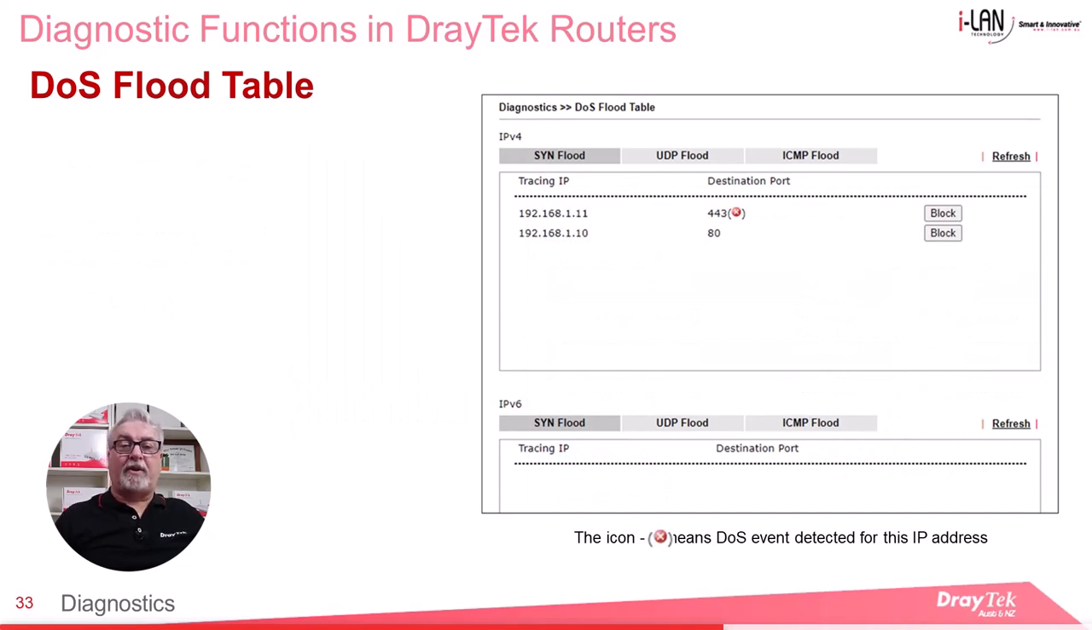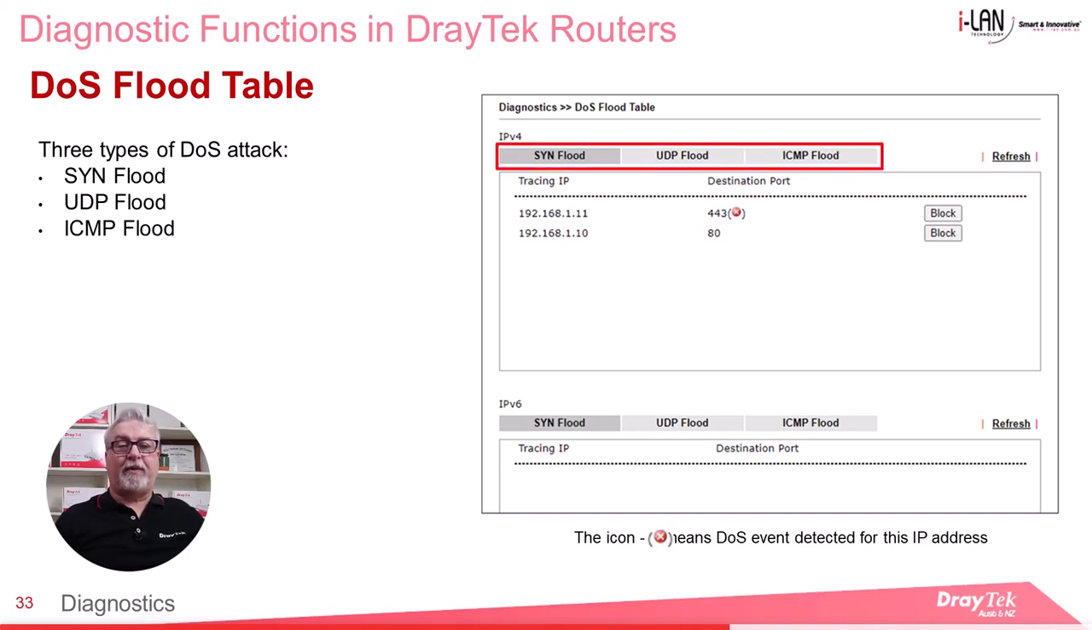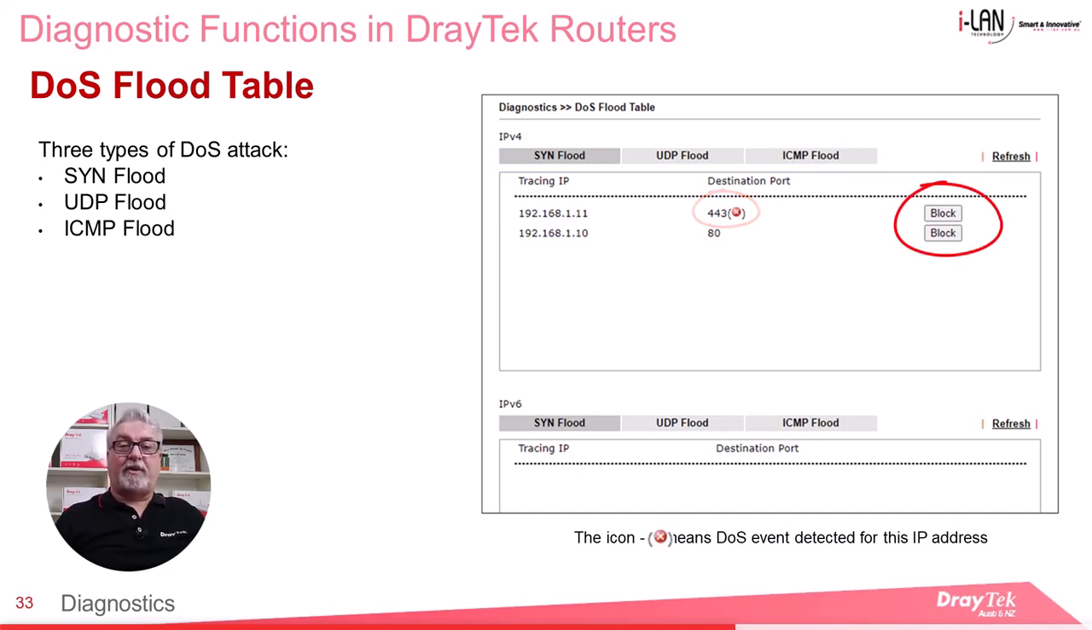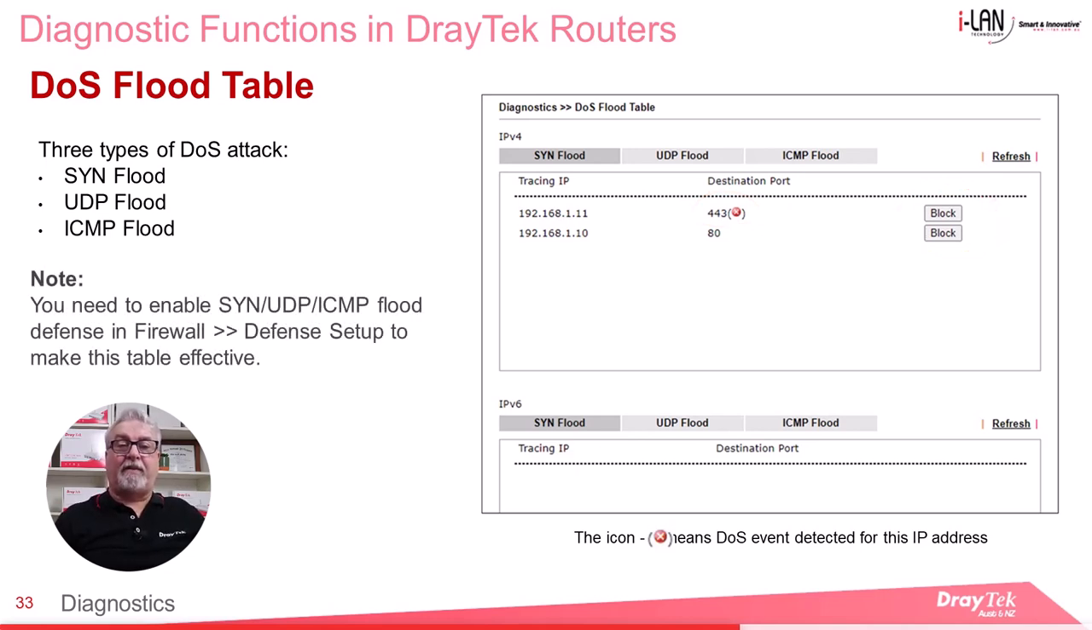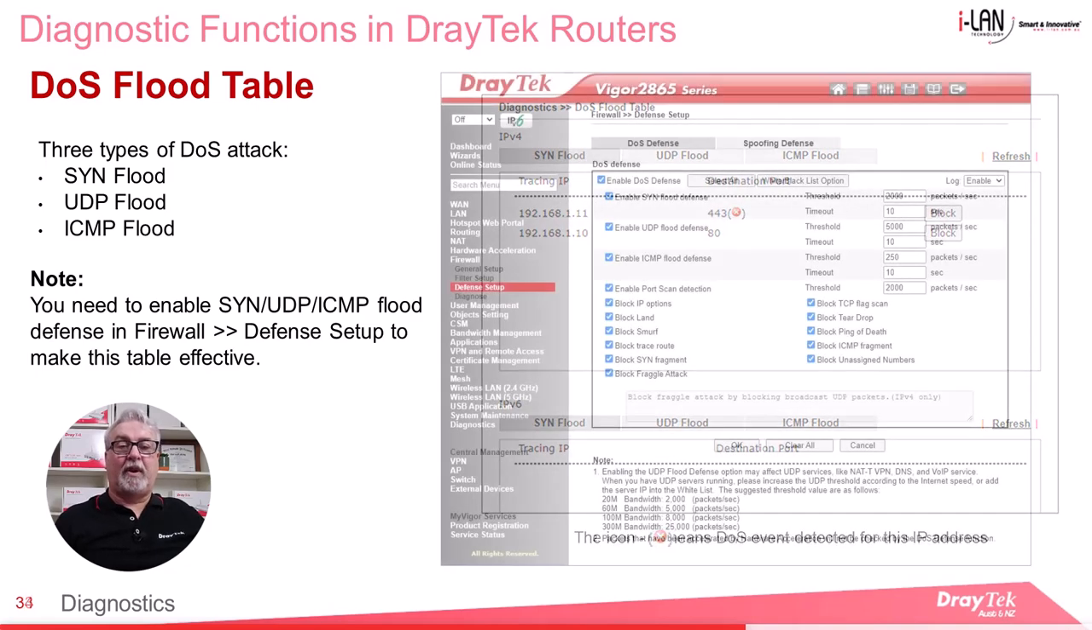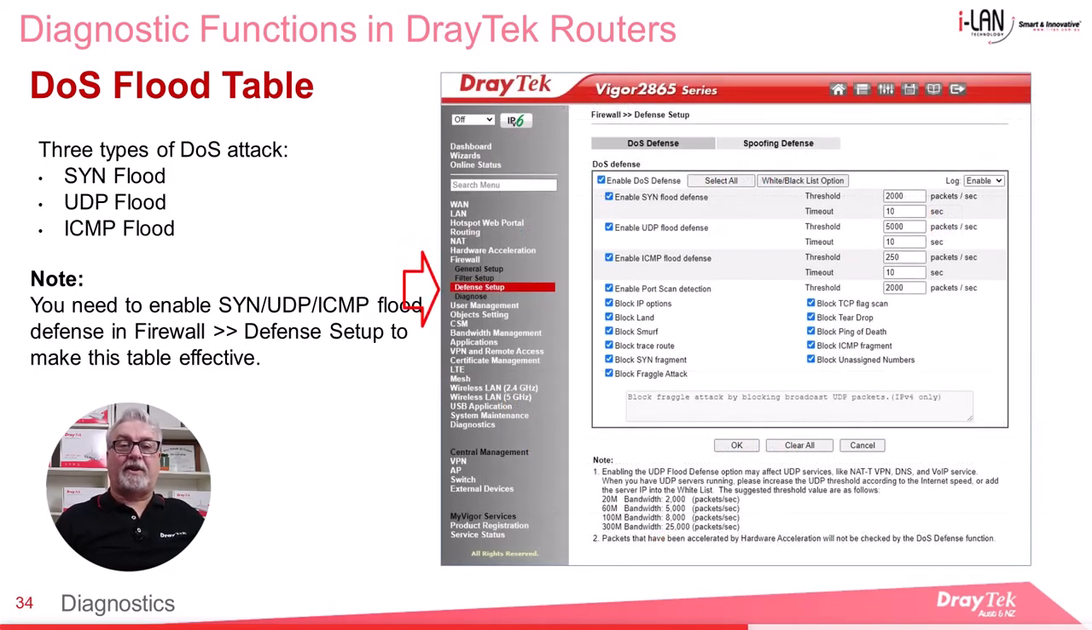The identified IP addresses and the destination ports used in SYN, UDP and ICMP flood attacks will be shown on the respective tab pages. The red X icon next to an IP address means that a DOS event was detected at this address. You can block these IP addresses by simply clicking on the block button beside each one. A point to note here is that for this function to work, you will need to enable SYN, UDP, ICMP flood defense in firewall defense setup. To do this, go to the firewall defense setup menu and select SYN, UDP, ICMP flood defense as shown here.